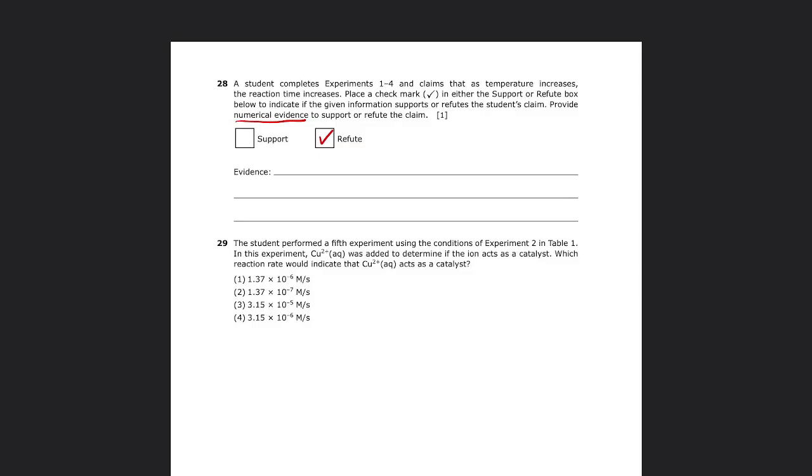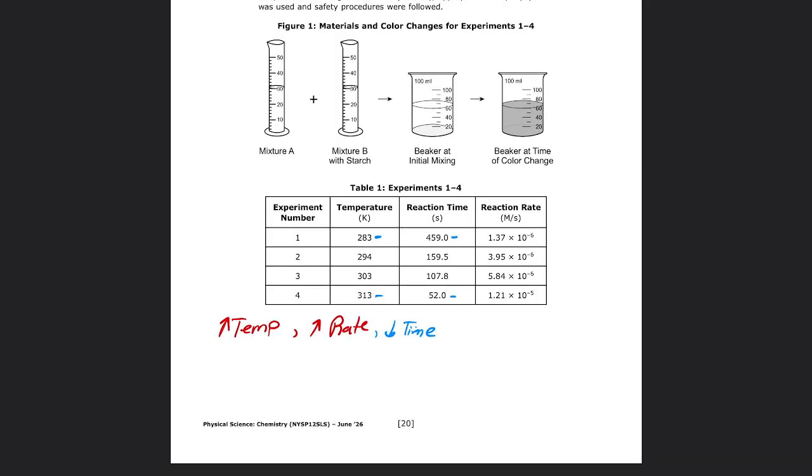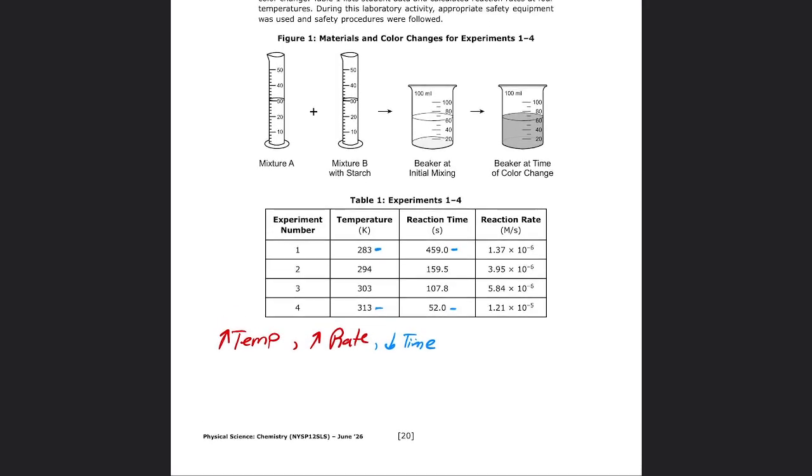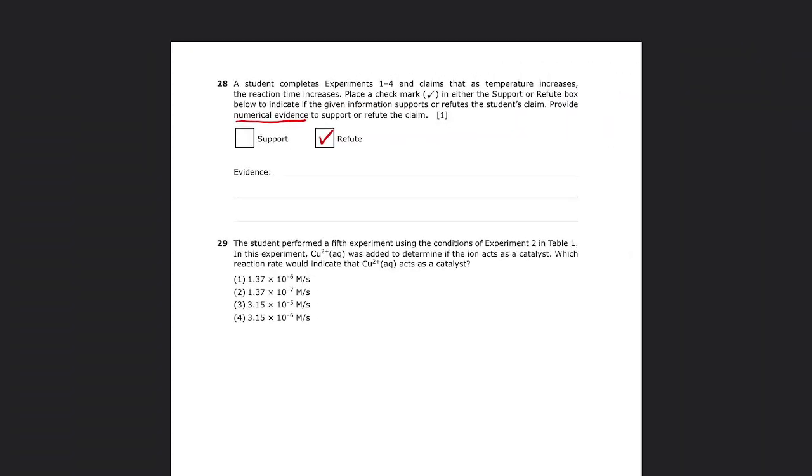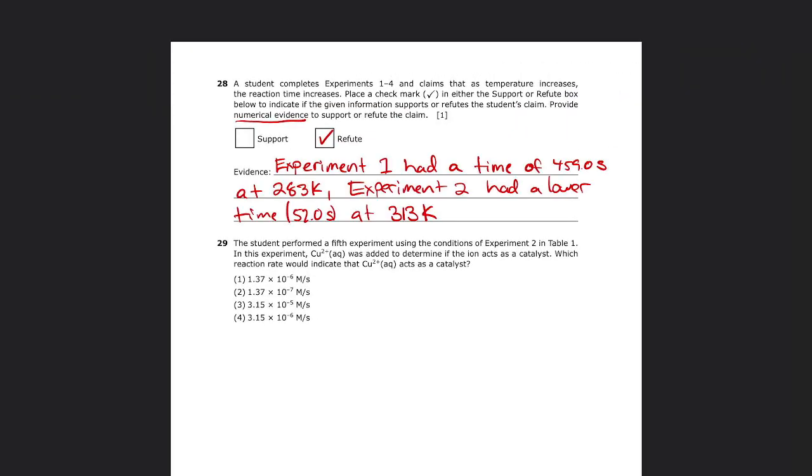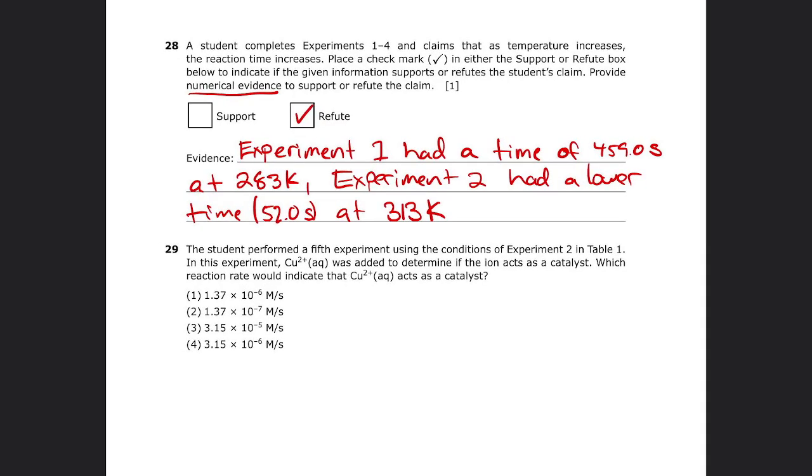Evidence that we should provide is something with numbers. So I cited those 2 experiments, 1 and 4. So let's write something up. I said experiment 1 had a time of 459.0 seconds at 283 Kelvin. Experiment 4 had a lower time at 313 Kelvin.